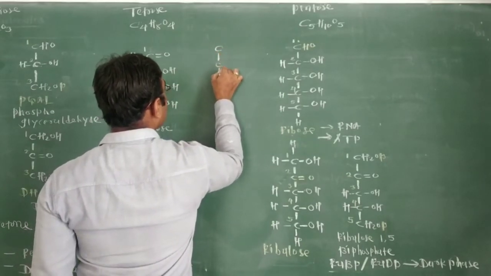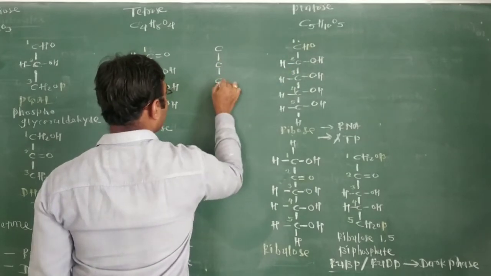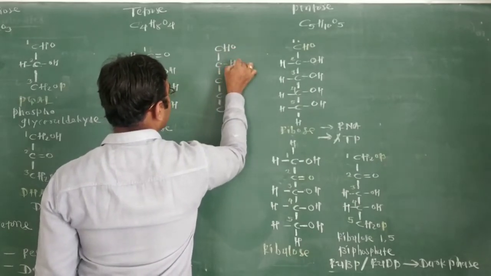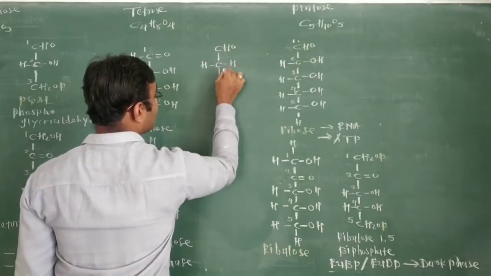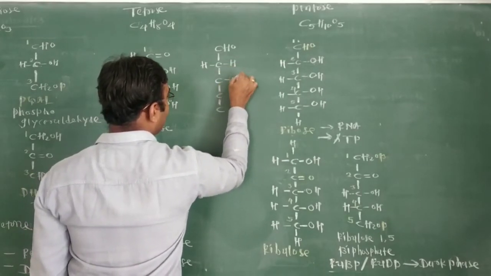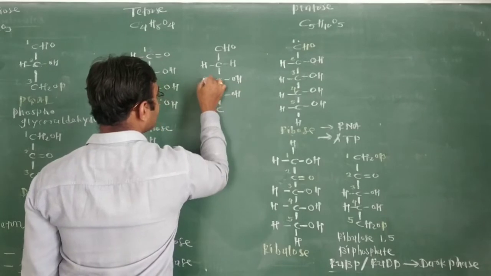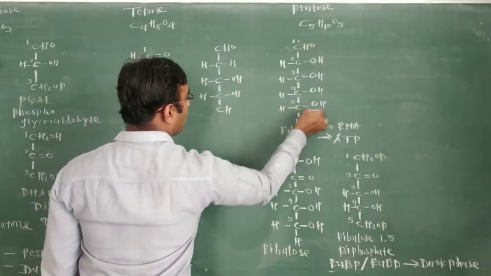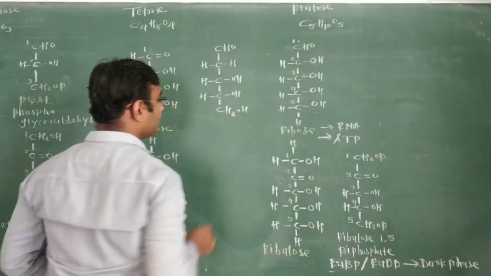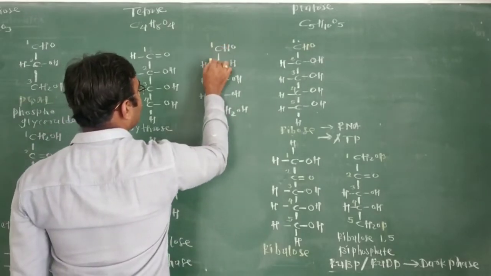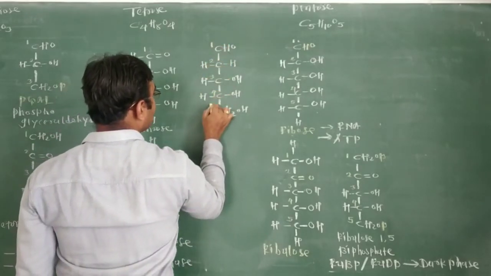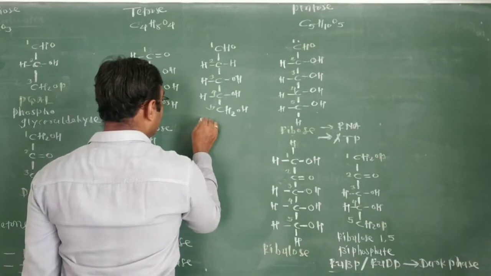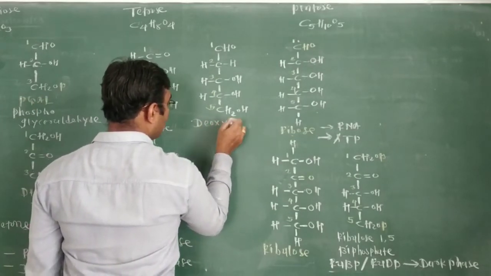Okay, now we write the new structure by modification, with oxygen missing. So CHO, then H and H, oxygen missing at the second carbon. Then the rest of the chemical structure remains as it is. CH2OH. First carbon, second, third, fourth, fifth. In the ribose structure, the second carbon has oxygen missing, so this chemical is called deoxyribose.